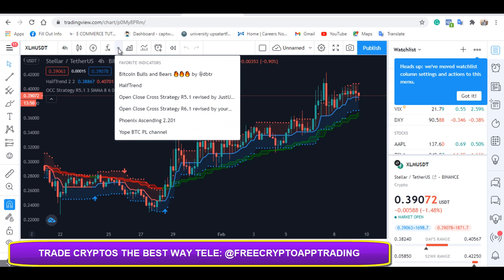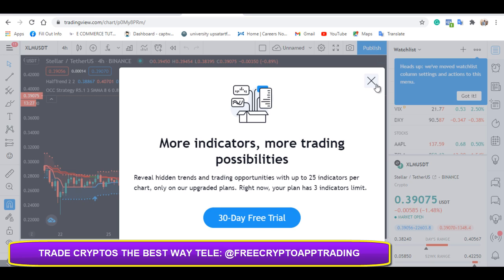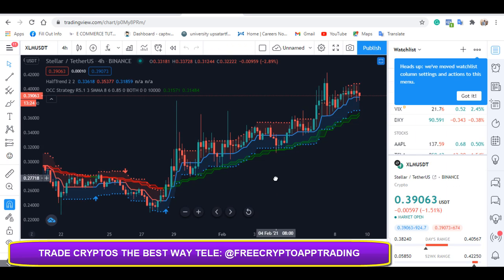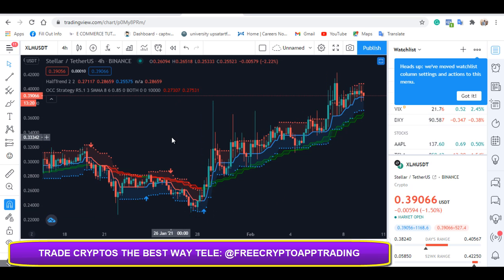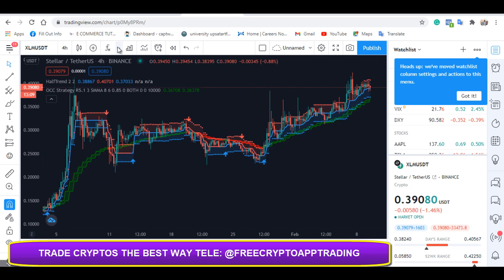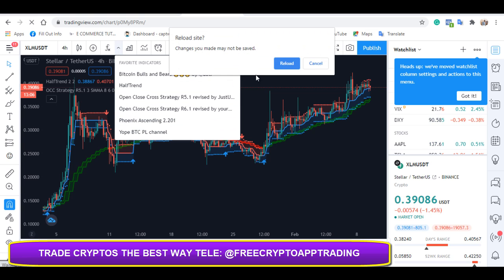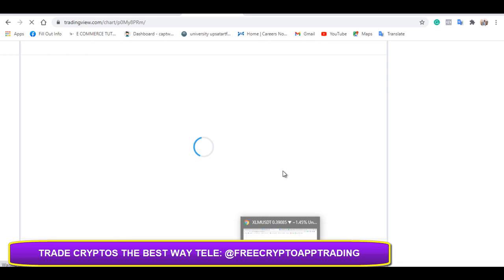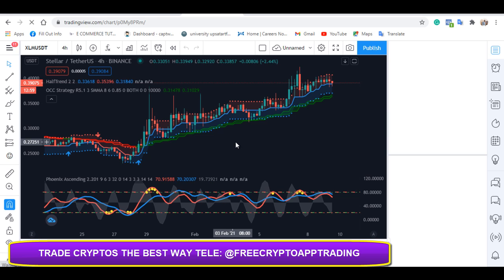So let me go ahead and add it. You can see the name Half Trend. Then the open close cross strategy is this double trend line here. Then the Half Trend is this one that has arrows. Then the Fone Ascending is this one that will pop up now. I don't know why it is not showing, but you knew how it was the other time. Maybe my network is not allowing it to come up. Let me give it a try again or refresh. Okay, it's there now. You can see it here.